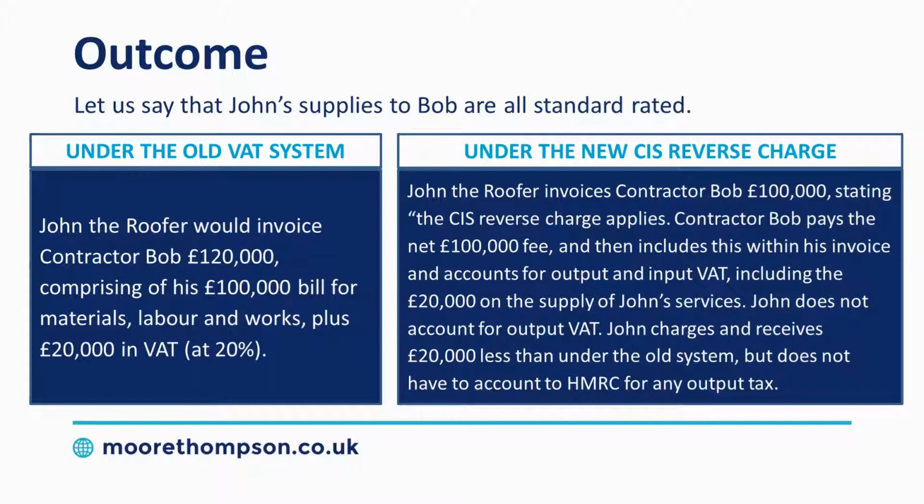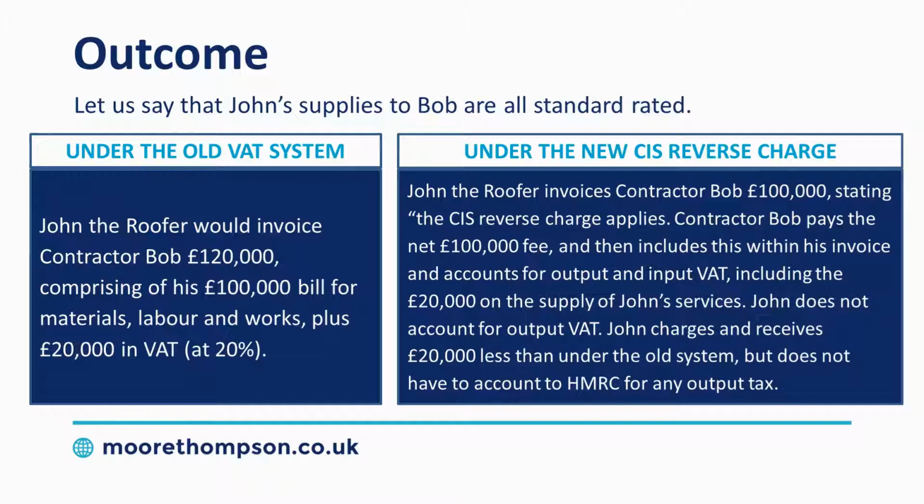He then includes this within his VAT return and accounts for output and input VAT, including the £20,000 on the supply of John's services. John does not account for output VAT in his accounting system, as he has invoiced only his fee of £100,000. As a consequence of the reverse charge procedure, John charges and receives £20,000 less than under the old system, where he would have charged £100,000 plus VAT. However, he does not have to account to HMRC for any output tax on the transaction.